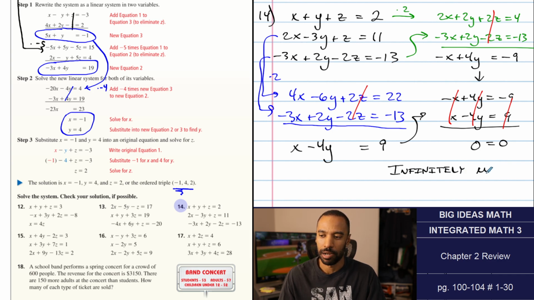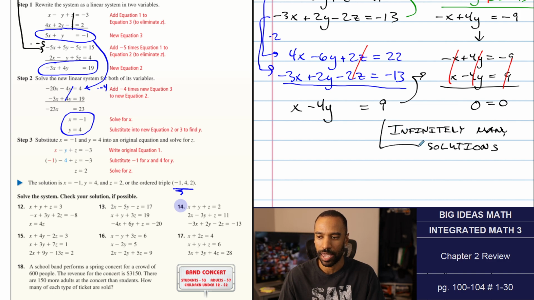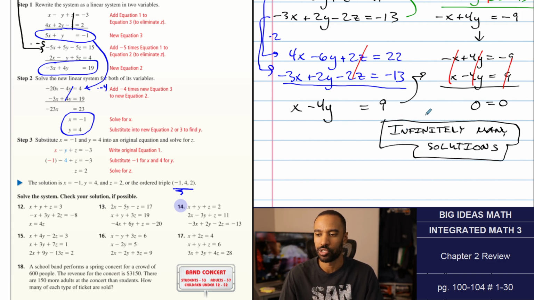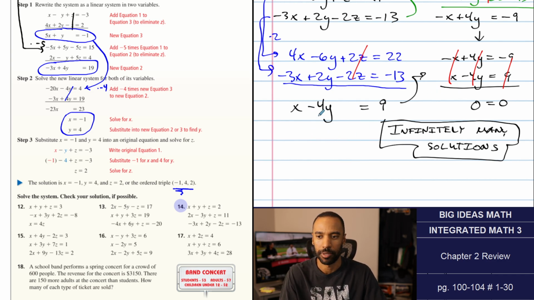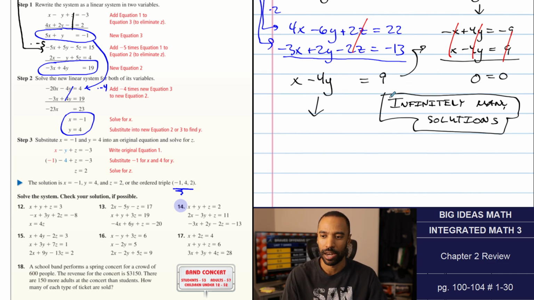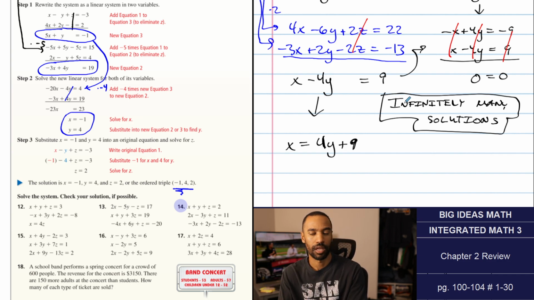But I'm actually not done, because in a system of 3 we want to express the other variables in terms of one of our variables. So this is part of our answer, but we're still going to write an ordered triple in terms of one of our variables. I'm going to go ahead and get x by itself here. If I add 4y to both sides in this equation, I get x equals 4y plus 9. Y is now the variable that I'm depending on to make my other variables run.